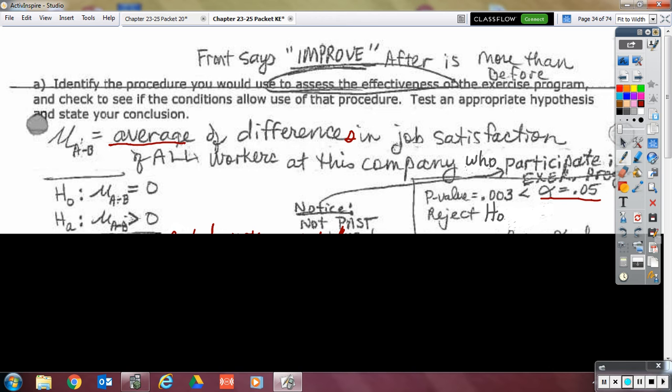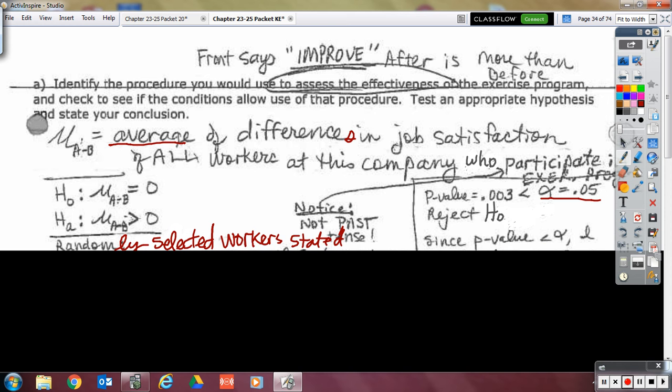Let's go ahead, because there are a few little things I want to talk to you about on the conditions. I wouldn't do them if I didn't think we needed them, so let's do them. So first, what would we say about this group of 10 workers? Good. Randomly selected workers stated.